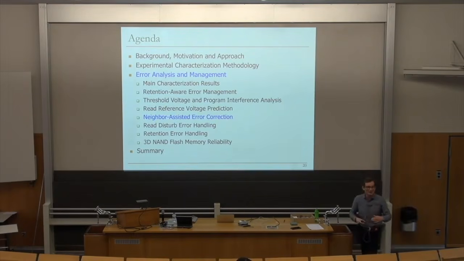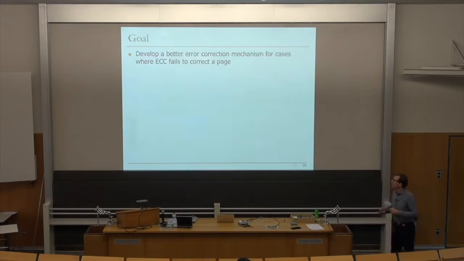But once we understood things, this is the first technique that perhaps is really new that got into the products relatively quickly. And our goal was this, basically. We wanted to develop a better error correction mechanism for cases where error correcting codes fail to correct a page. Error correcting codes basically say, I have an uncorrectable error. What do you do? Can you be more intelligent at this point?